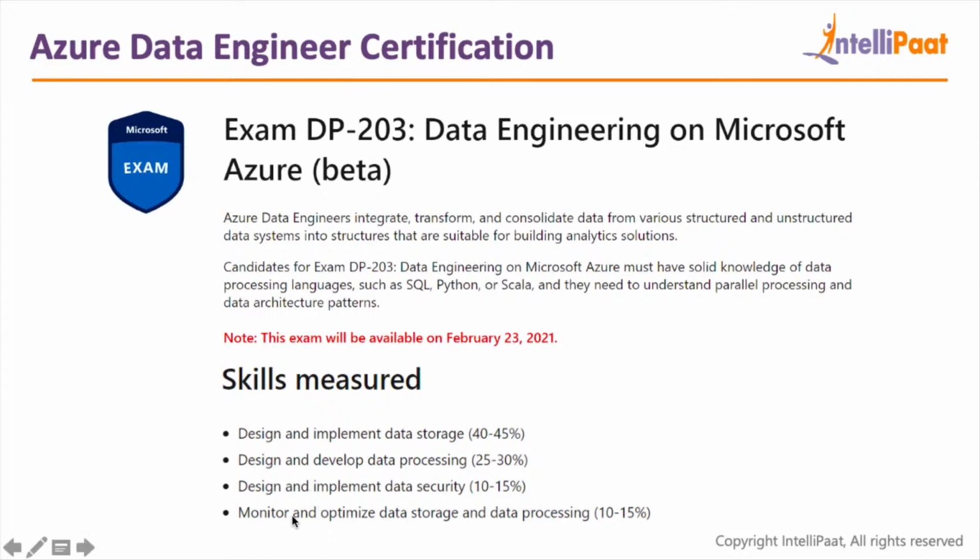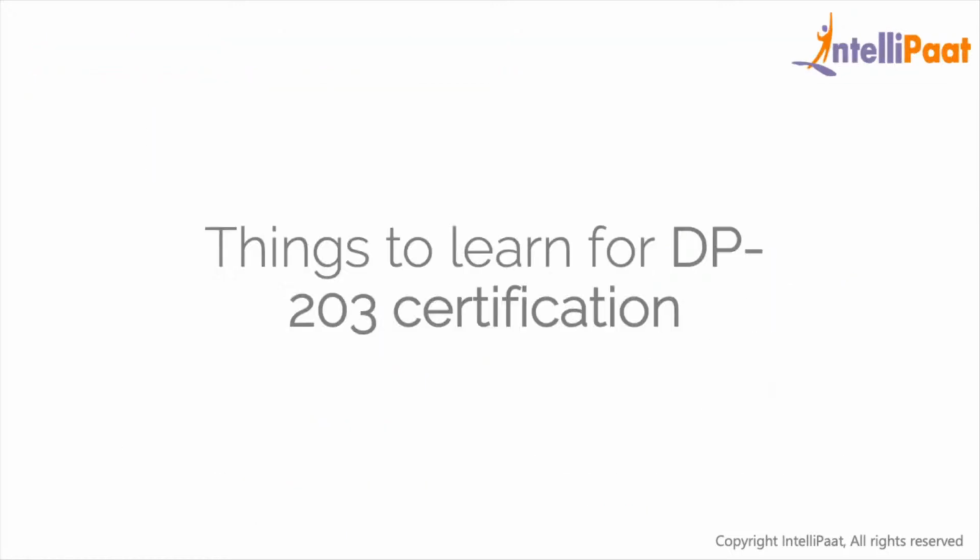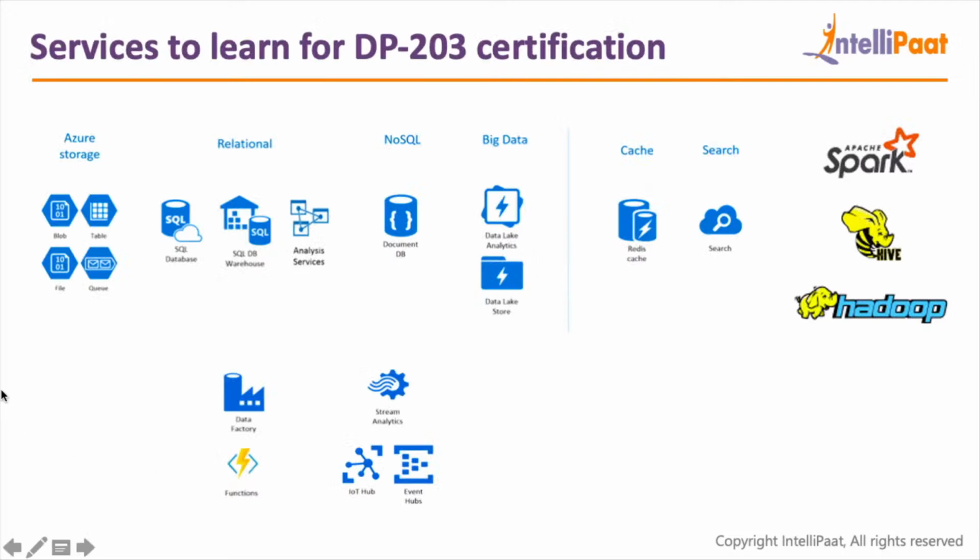How can we measure it, or how can we expand it to figure out the different things that we have to learn? So, things to learn for the DP-203 certification. First of all, you will have to learn about the different Azure storage options which are out there. You will have to learn the relational database options in Azure, about NoSQL, and about big data services in Azure.